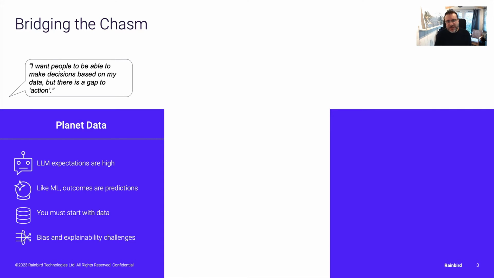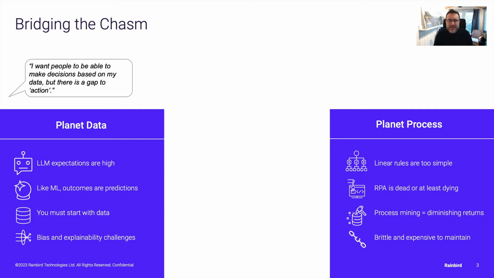So then over on the other side, we have Planet Process. And people living on Planet Process are really trying to automate things. They're trying to take existing processes and automate them and make them go faster. And again, there's lots of value in automating simple things, but actually when those processes or maybe decisions become more complex, these kind of linear processes, workflows, decision trees become too simple. They fall down very quickly. We're hearing from the analysts that robotic process automation is dead or at least dying. We find that tools like process mining to uncover the underlying processes deliver diminishing returns as actually trying to automate the more complex things that they find fall foul of this tendency for linear, simple process systems to fall apart.